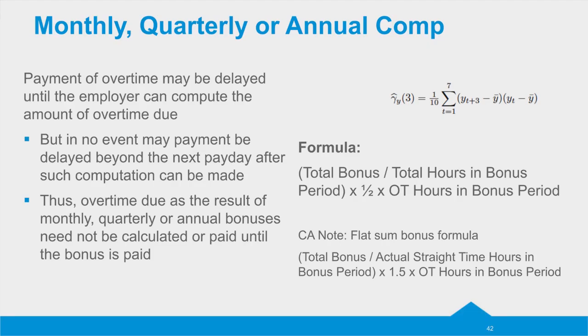Now, there are some times when you have compensation that's paid monthly, quarterly, or annually, and so there are different formulas that you can use for that. You can really use this in any circumstance, but you would take the total amount divided by the total hours in the period times the 0.5 times the overtime in the period to get that additional amount. So we're providing you with that formula. And I will just note that, again, the flat sum bonus formula does change that a little bit, because you're going to have to multiply that by 1.5.